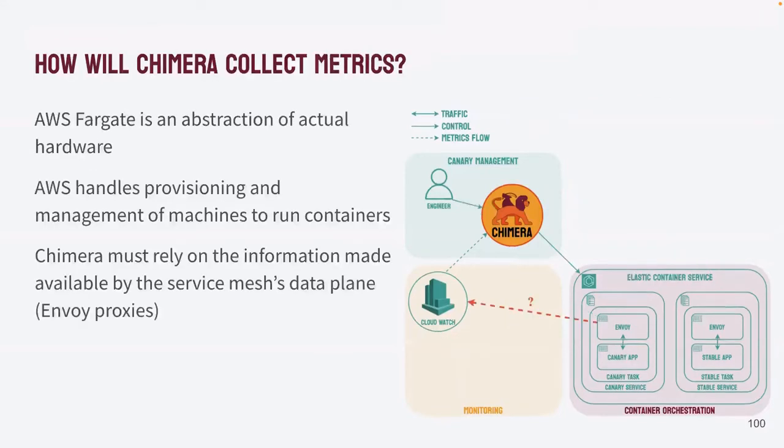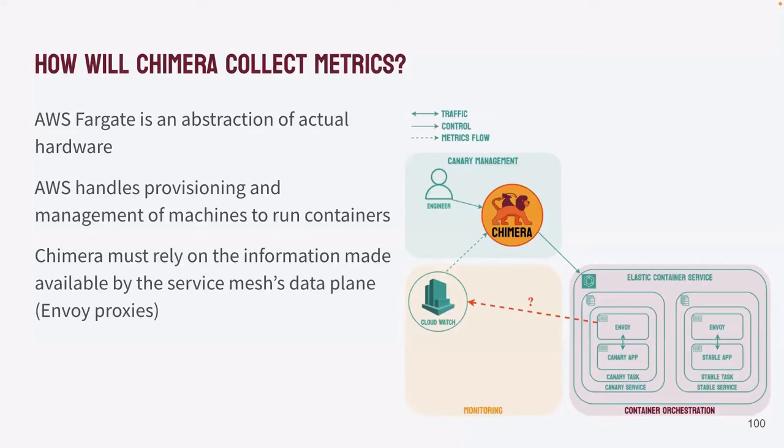So once we understood how Chimera would communicate with AWS, the next challenge was determining how Chimera would collect the metrics for the new service it deploys. We knew from the beginning, and I've mentioned before, that we wanted to take advantage of CloudWatch because it's an observability and monitoring service provided directly by AWS. But getting the information that we needed into CloudWatch was the hurdle that we had to actually address.